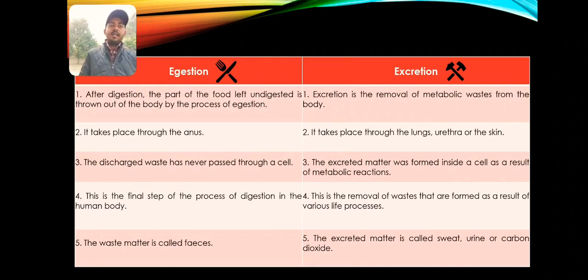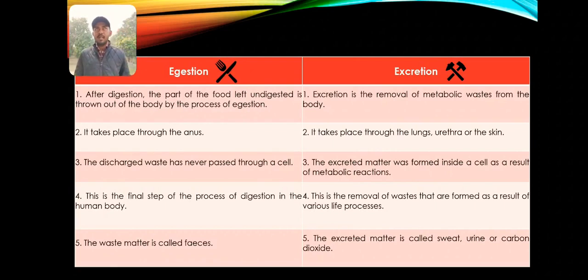Now let's see what is excretion. In excretion, the removal of metabolic wastes from the body happens. Now, what are the metabolic wastes? The wastes which are produced inside the cell. After certain reactions, the waste produced inside each and every living cell in the body is termed as metabolic waste. It takes place through the lungs, urethra, or the skin.